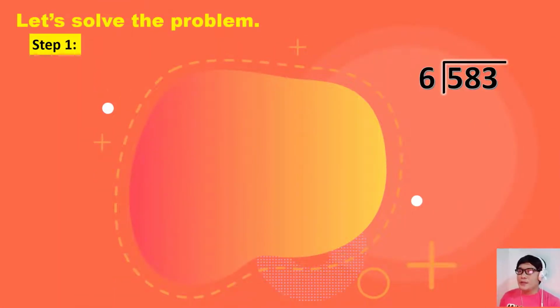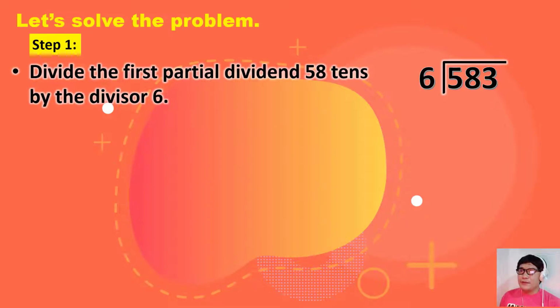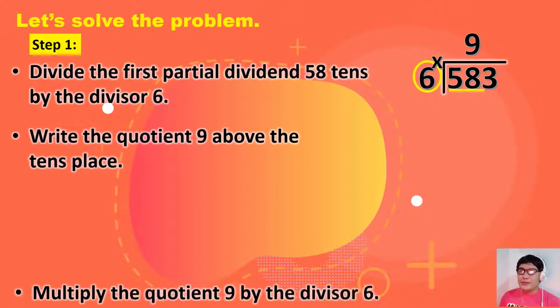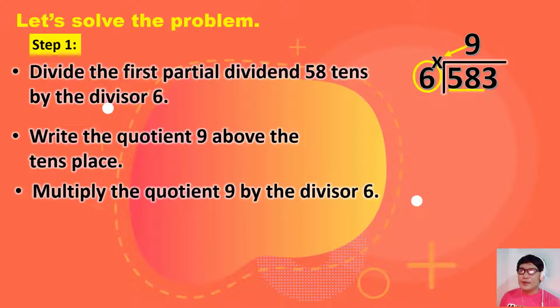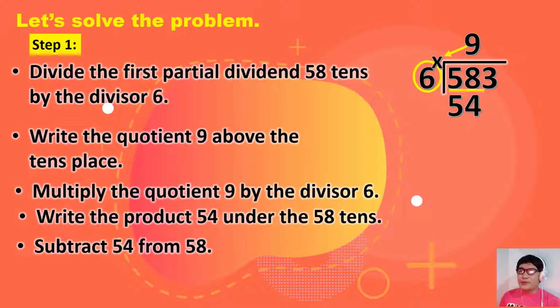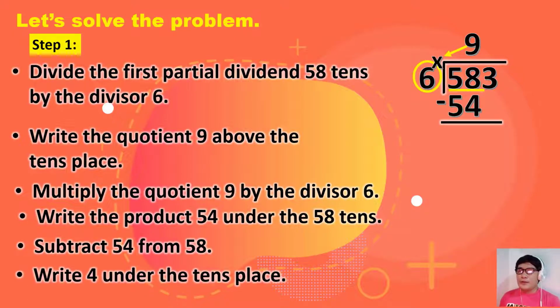Step number 1. Divide the first partial dividend 58 tens by the divisor 6. 58 divided by 6 is equal to 9. Then write the quotient 9 above the tens place. Then multiply the quotient 9 by the divisor 6. So 9 times 6 equals 54. Write the product 54 under the 58 tens. Subtract 54 from 58. So 58 minus 54 equals 4. Write 4 under the tens place.